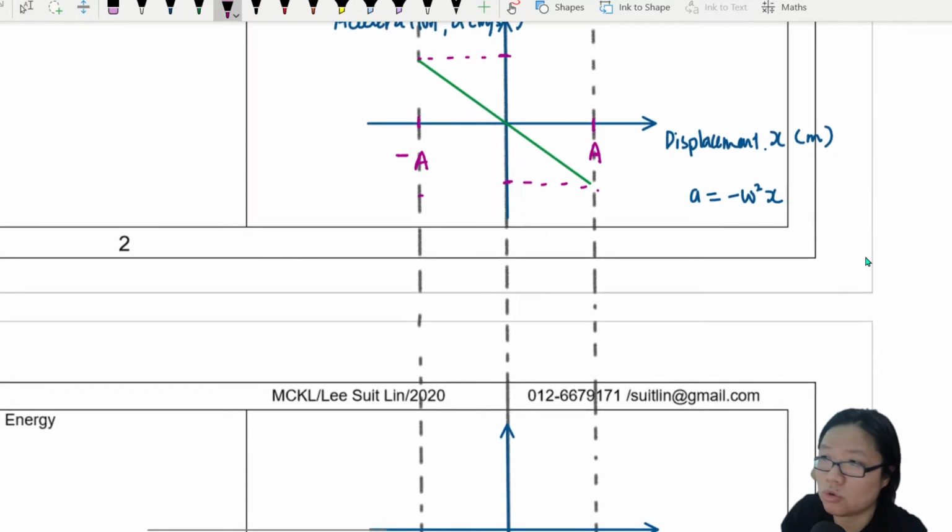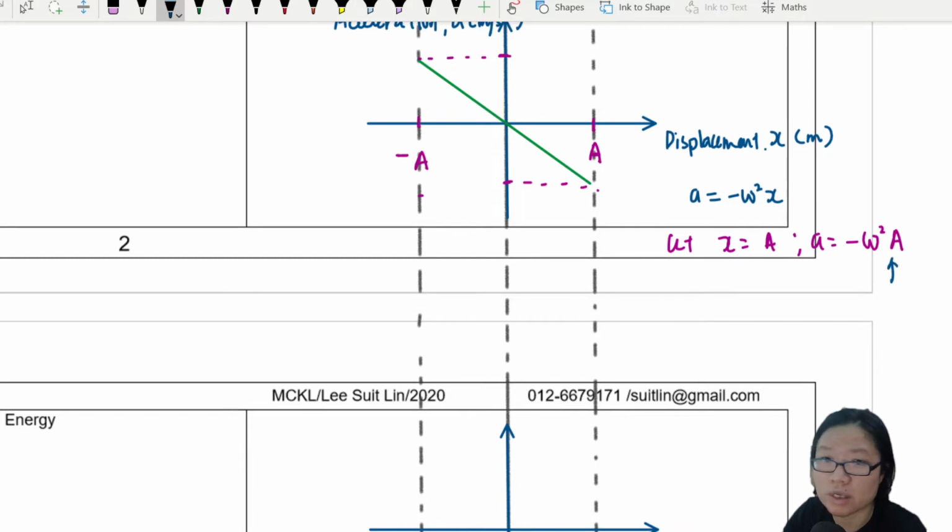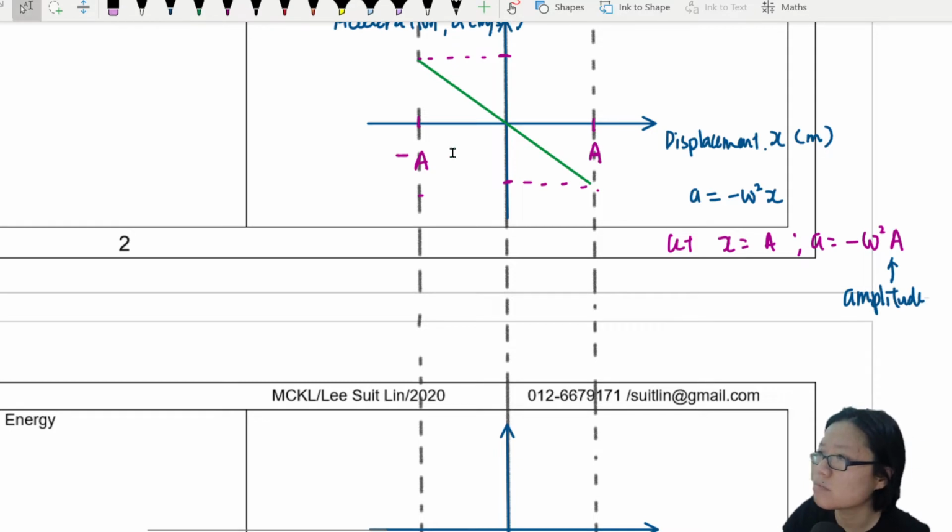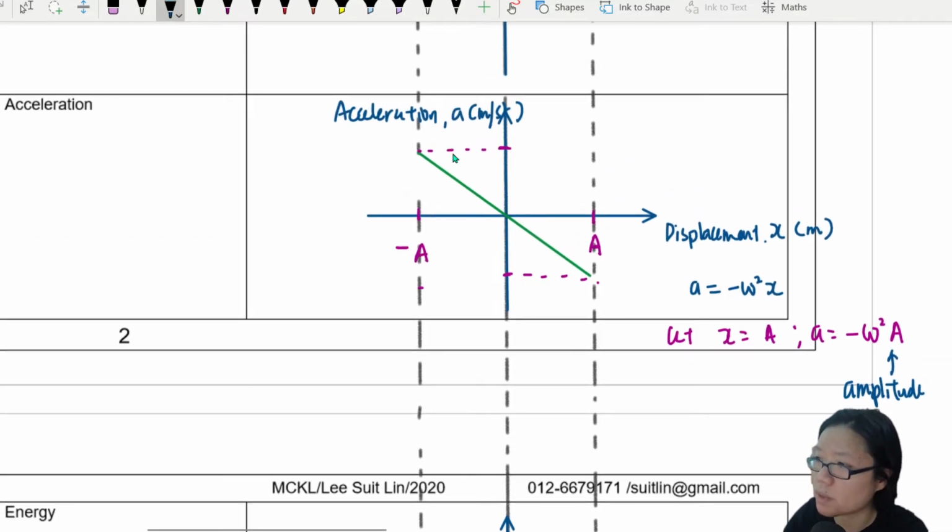So how can we substitute? Well, you can say let x be equal to A. So from here, a will be equal to negative omega square amplitude. Okay, so don't confuse lowercase a and uppercase A. Uppercase A is amplitude and lowercase a is acceleration. So I'll write here for you. A is amplitude, amplitude of the system. Okay, so here will be negative omega square A.